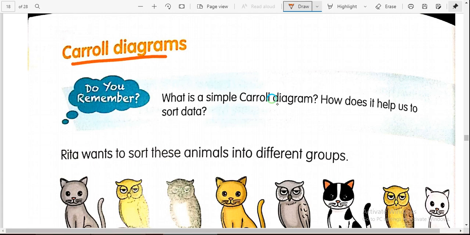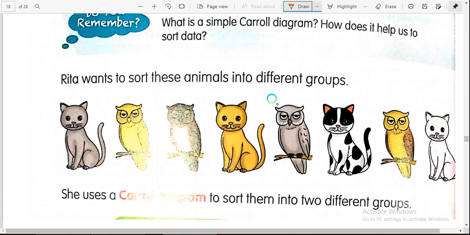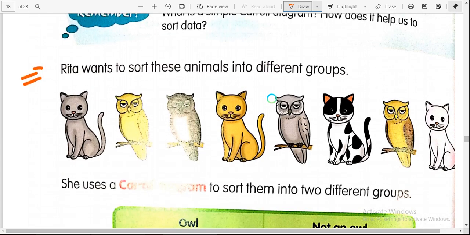Carroll diagrams. In this chapter, we have learned how we can handle data in different ways, like tally charts, the pictogram, the bar charts. So here we will learn how we can handle data inside a Carroll diagram. So let's read the solved example. We have a solved example here.